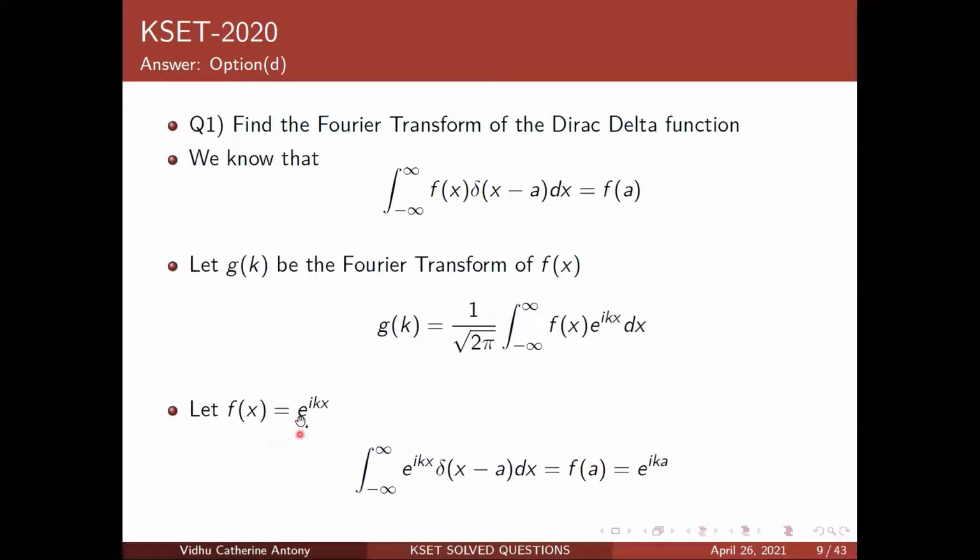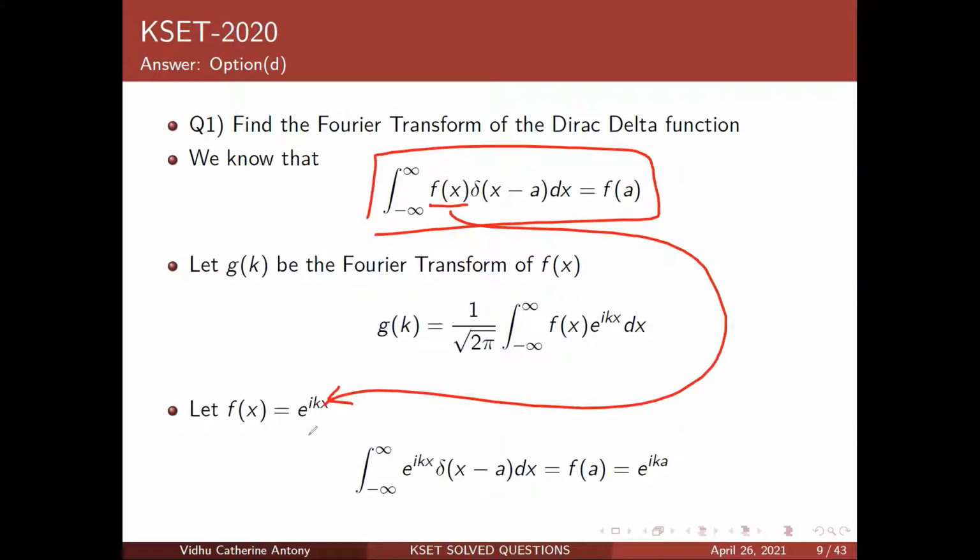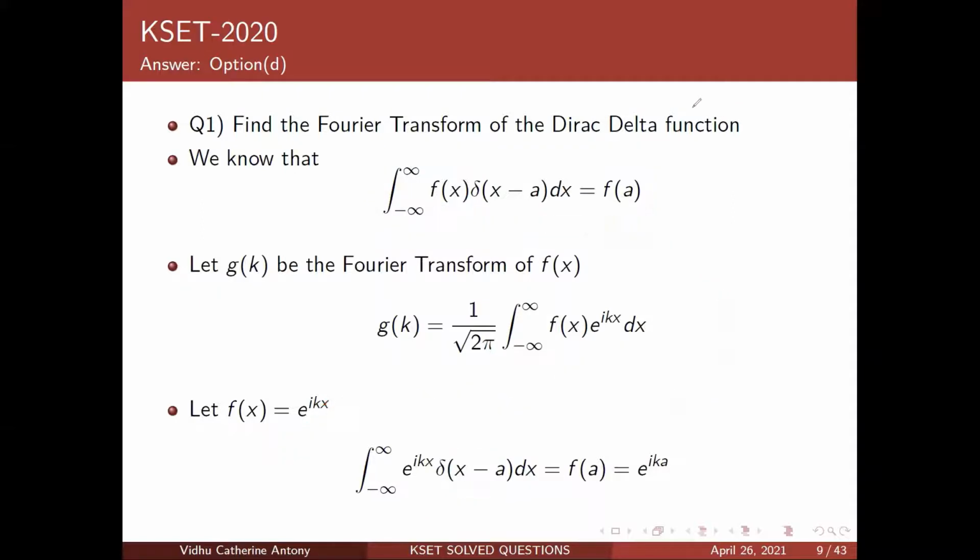Now, let's assume that in this particular definition that you have of the Dirac delta function, this function is e to the power of ikx. So you substitute e to the power of ikx in that. And then what does it do? It basically starts to look like a Fourier transform. Okay, it starts to look like this part that you have here, except for the fact that instead of just having a random function f of x here, the delta function becomes the function in question. Okay, the delta function that you need to start looking at the Fourier transform of.